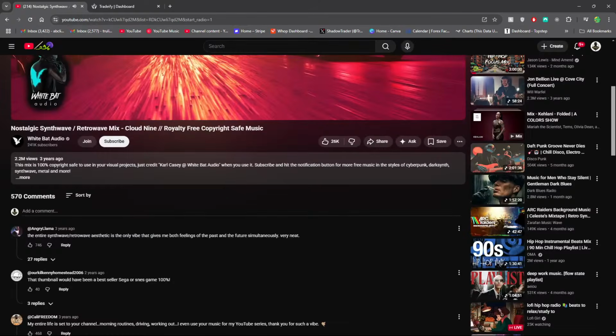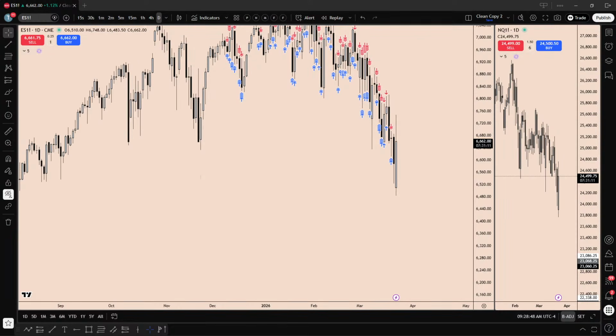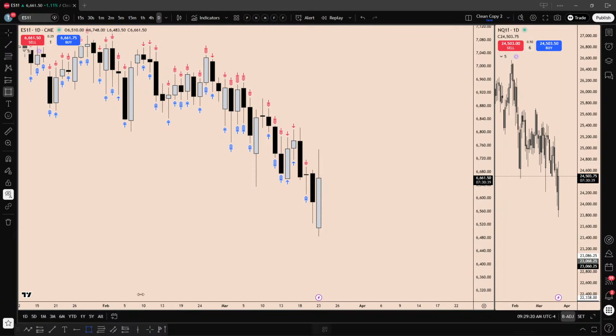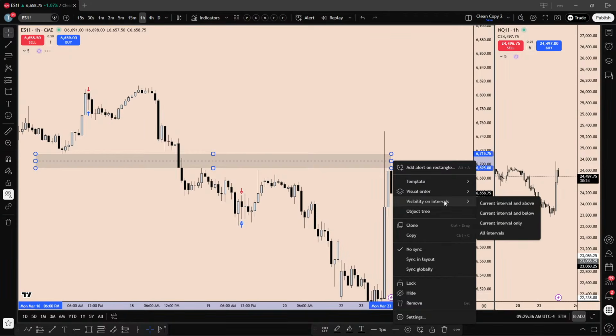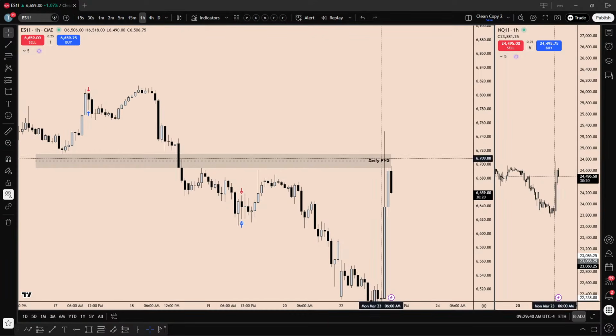Let's see what we get today. Okay, then. Daily fair value gap there. Cool.